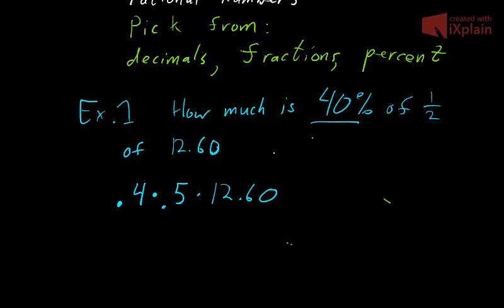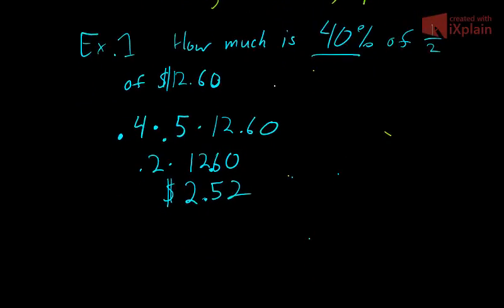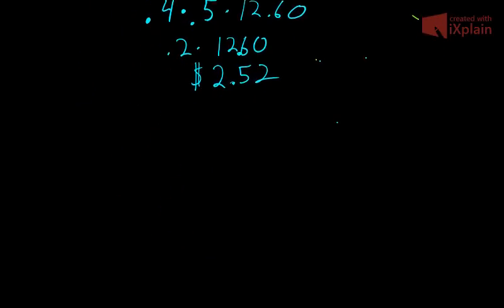So decimals ended up working really well here because I can turn them all into decimals without much of a problem. So I multiply all these together and I end up with 0.2 times 1260, and that will give me $2. Sorry, this was supposed to be a dollar sign. There we go. Not looking at the problems I write down beforehand. This will give me $2.52. Ta-da!